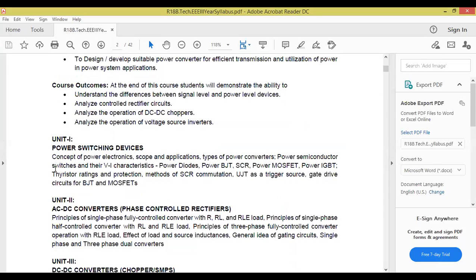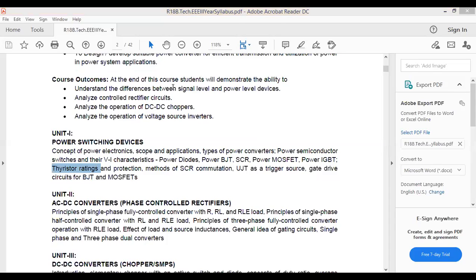Only one topic you are supposed to study on your own, and that material I have provided, which is nothing but thyristor ratings. Protection means the snubber circuit. Thyristor ratings: if you buy one SCR, the company will give you the voltage rating, current rating and power rating. So it is completely theory, and that is updated in the material also. Thyristor ratings is the topic you have to study from the first unit, just the theory.